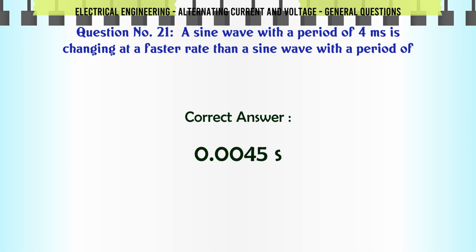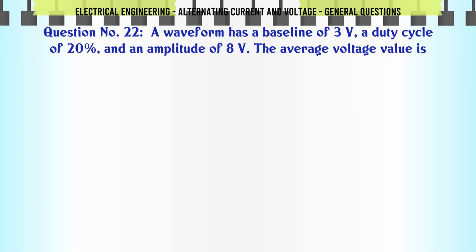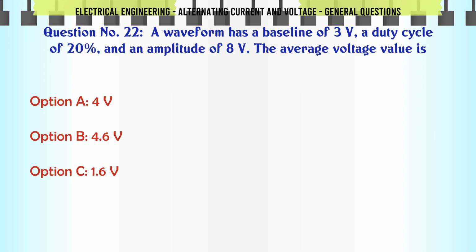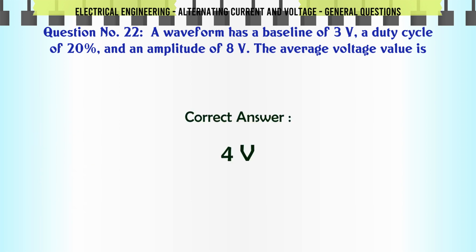0.0045 s. A waveform has a baseline of 3 V, a duty cycle of 20%, and an amplitude of 8 V. The average voltage value is: A, 4 V; B, 4.6 V; C, 1.6 V; D, 11 V. The correct answer is 4 V.